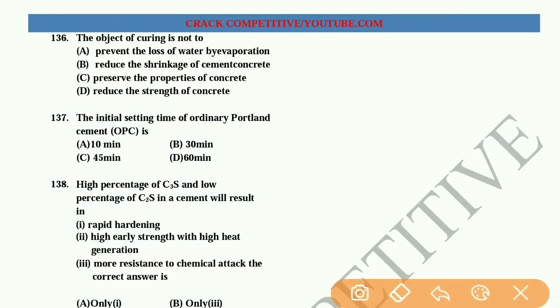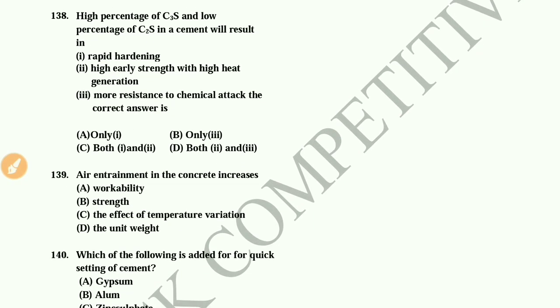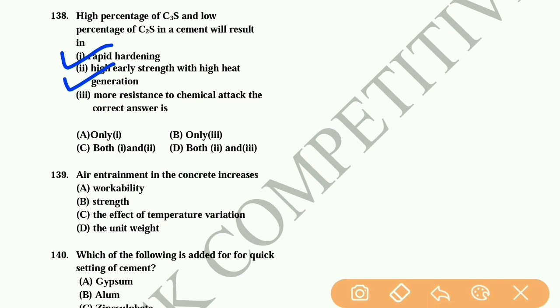Next question, the object of curing is not to reduce the strength of concrete. Option number D. Initial setting time of ordinary Portland cement is 30 minutes. Next question. High percentage of tricalcium silicate and low percentage of dicalcium silicate in cement will result in rapid hardening and high early strength with high heat of generation. So option number C, both 1 and 2 are right.